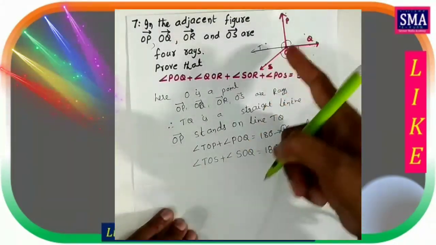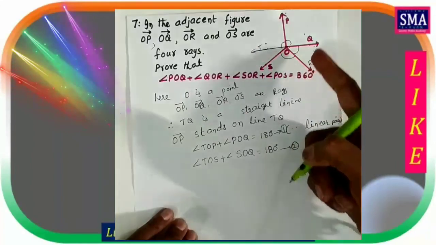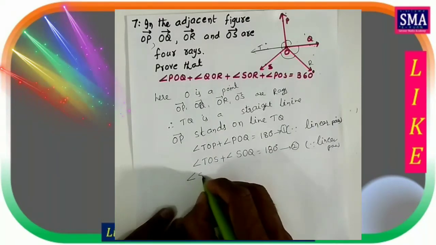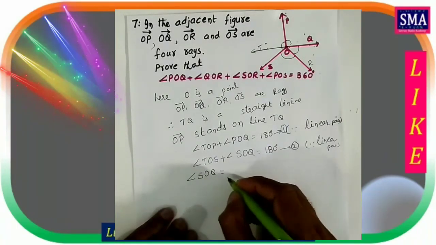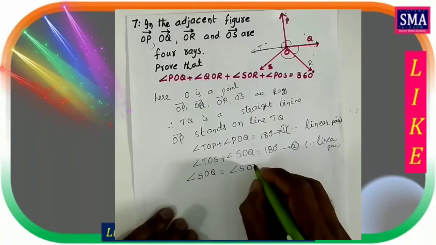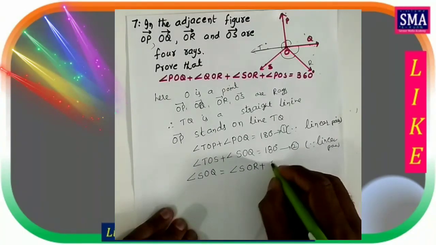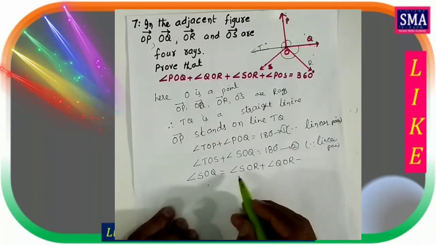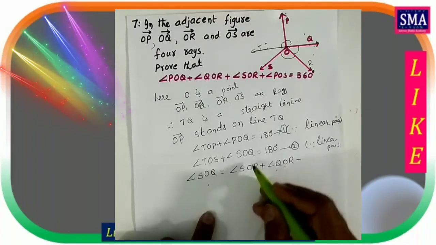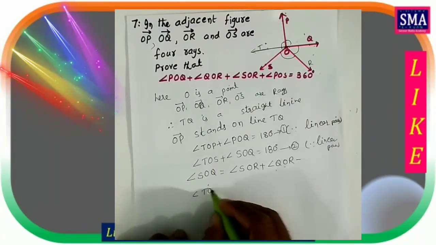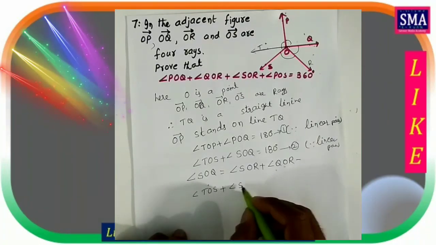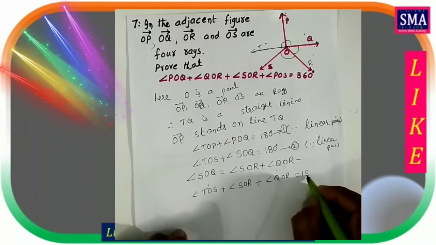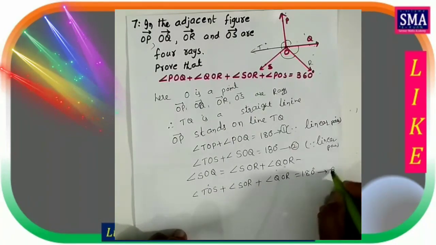Next one, SOQ equal to angle SOR plus angle QOR. These values are substituted in the above equation. So angle TOS plus angle SOR plus angle QOR equal to 180 degrees. This is equation 3.